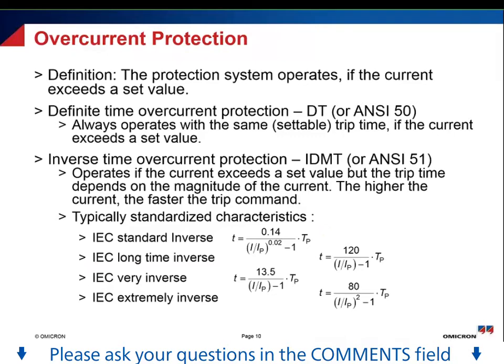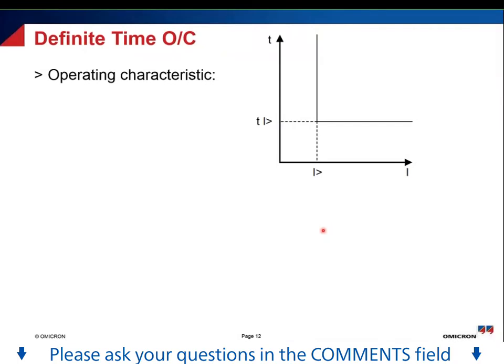Okay. For further explanations, we start with the definite time overcurrent. Let's have a look at the operating characteristic. Here you can see the operating characteristic looks pretty simple. This is the axis of the current, and this is the axis of the time, of the trip time. So if the current is below my threshold value, I greater, then nothing happens. Then the trip time is infinity. But if the current is above my threshold value, I greater, then the relay trips with a trip time which is called the time of I greater.